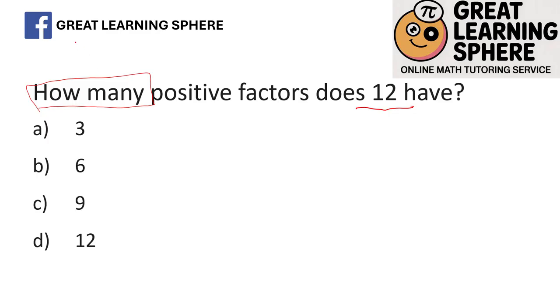So let us do it by writing all the multiplication equations whose answer is 12. So we have 1 times 12 equals 12, 2 times 6 equals 12, and 3 times 4 is equal to 12. So we have 6 factors: 1, 2, 3, 4, 6, and 12. So 6 factors in all. So the answer here is letter B.